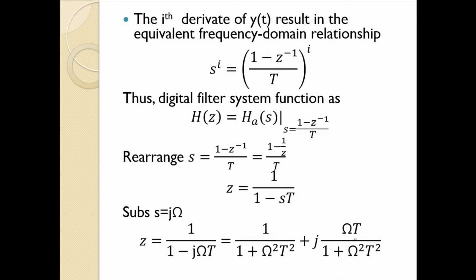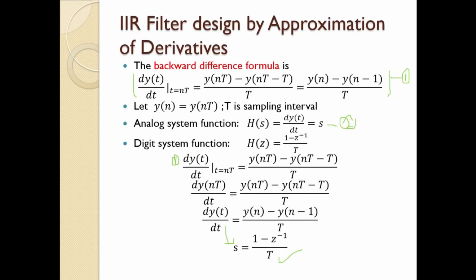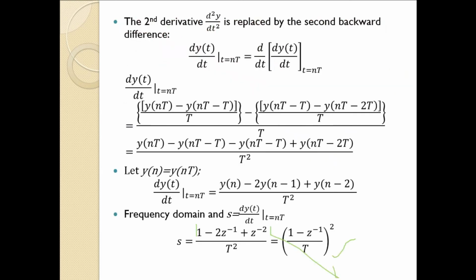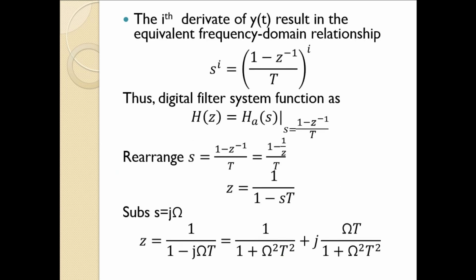So now we know already. When we see from here, s to the power of 1, we will get 1 minus z to the power of minus 1, divided by T to the power of 1. The second derivative is s to the power of 2, so we will have 1 minus z to the power of minus 1, divided by T, to the power of 2. So if it is the i-th derivative, s to the power of i, we will have 1 minus z to the power of minus 1, divided by T, to the power of i.